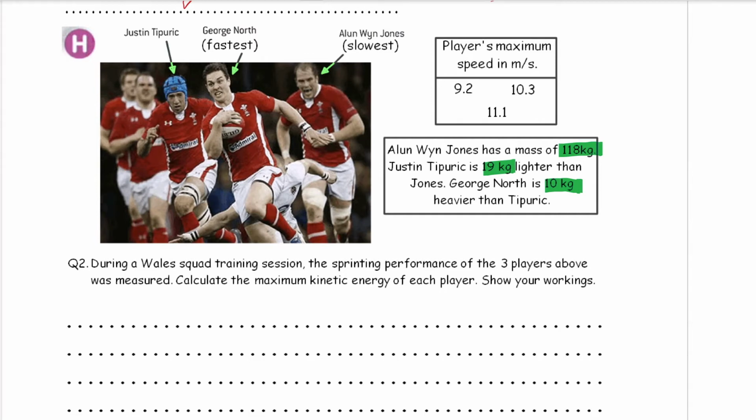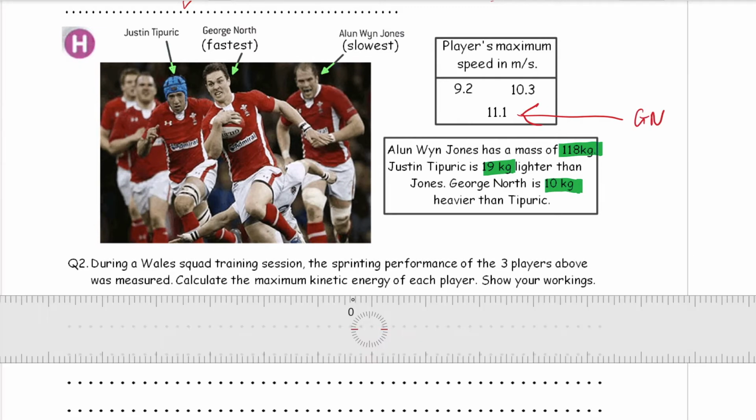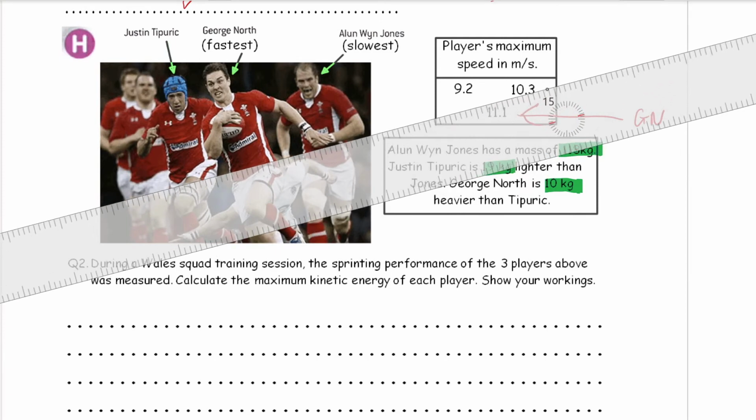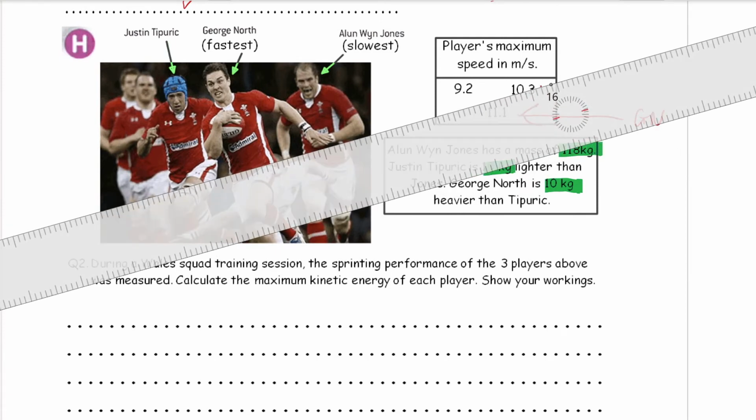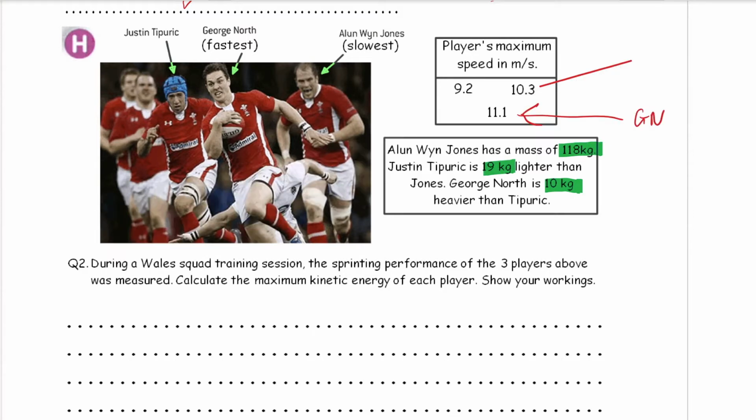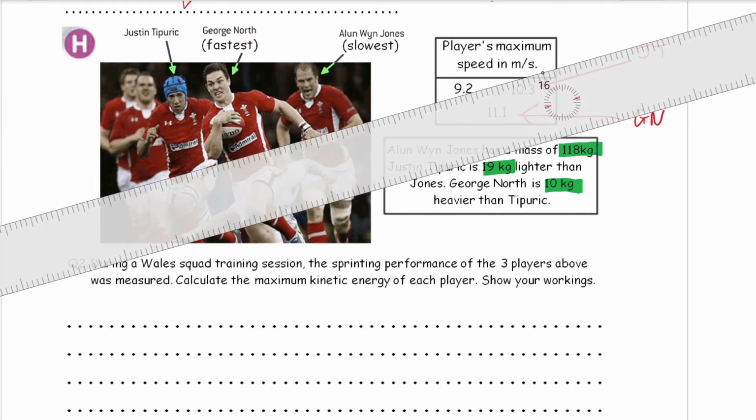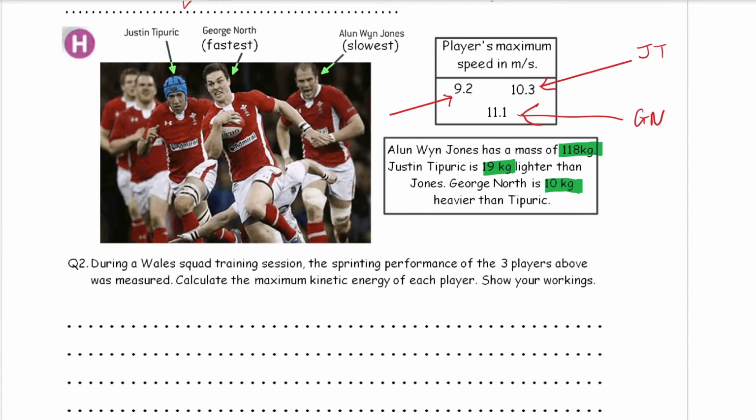The player speed. Now, I think it's fair to say that George North would be the quickest. Then it would be Justin Tipperick, who was no slouch himself, 10.3 meters per second, and Alan Wynne-Jones bringing up the rear there with 9.2 meters per second.